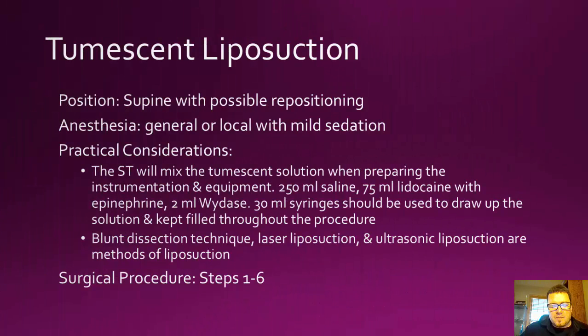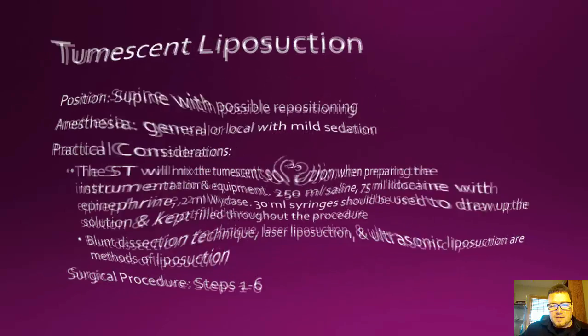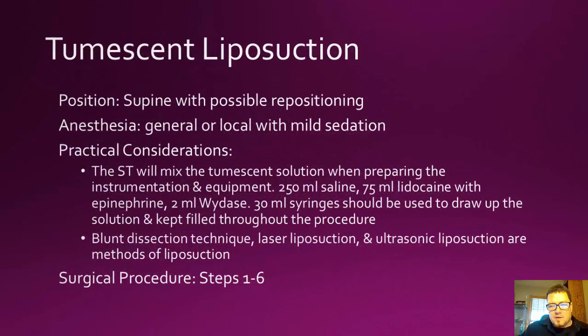Supine position with possible repositioning. It's going to be general anesthesia or a local with some sedation. Surgical tech, if the solution isn't pre-mixed already for you, you'll have to mix the solution, and you have to be very careful to make sure you get the recipe correct. The normal tumescent mix is 250 milliliters of saline, 75 milliliters of lidocaine with epinephrine, and 2 milliliters of Wydase. Usually 30 cc syringes are drawn up and used throughout the procedure.